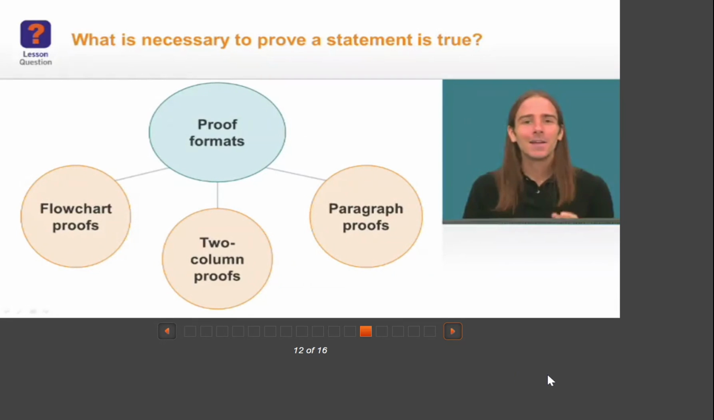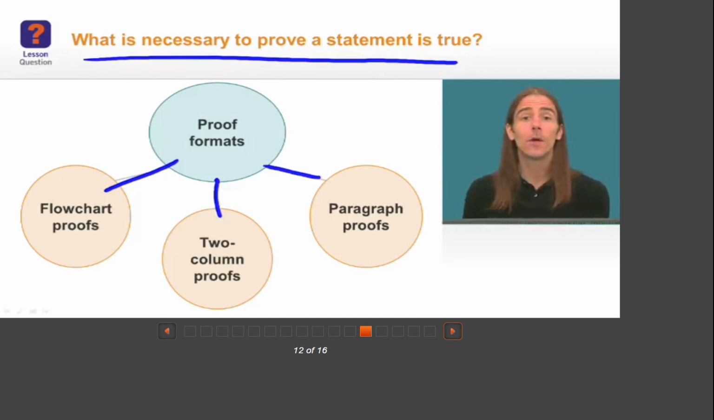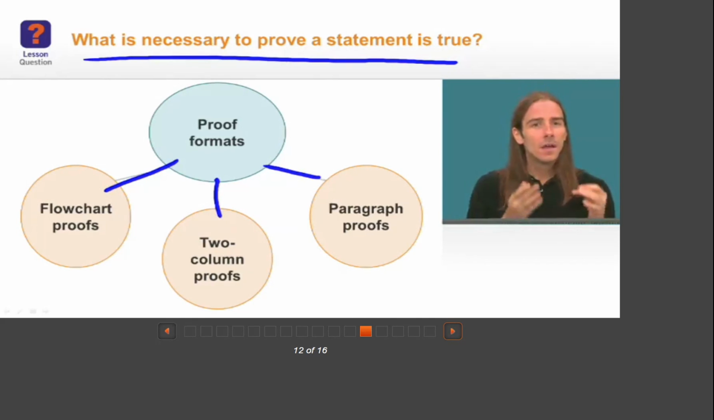You've been doing an excellent job so far answering our question, what is necessary to prove a statement true? We've seen that we'll be using three types of proof formats to prove statements, and we'll do that by using properties like the transitive property, symmetric property, and the substitution property. Next, we're going to practice more proofs, and we're going to learn other properties that we can use in them.